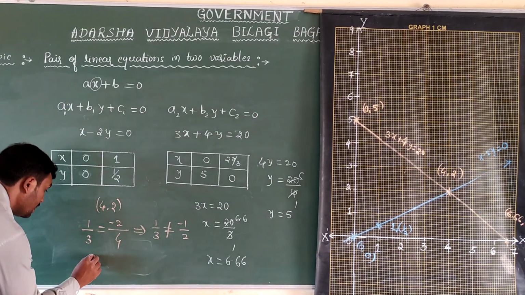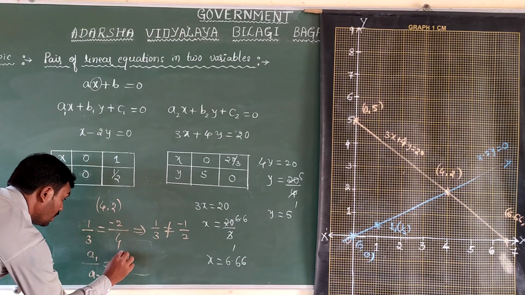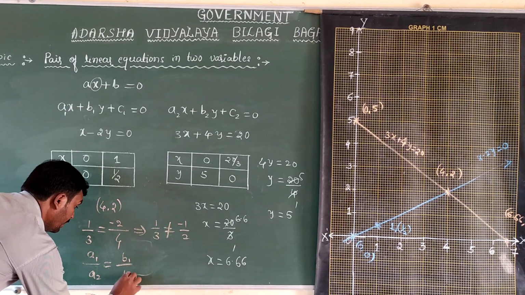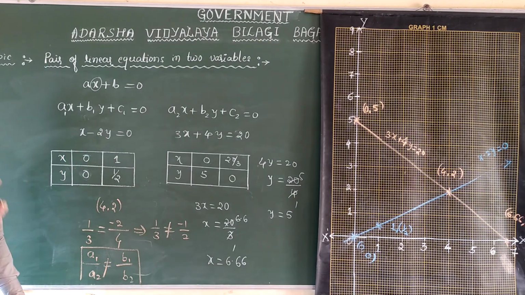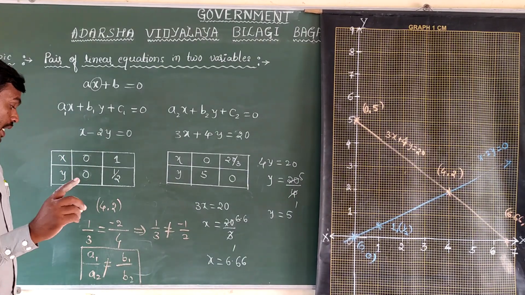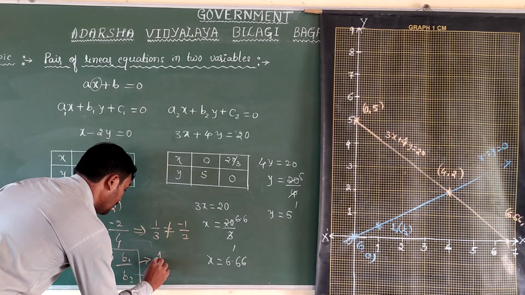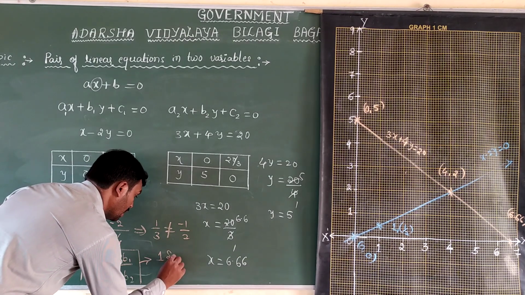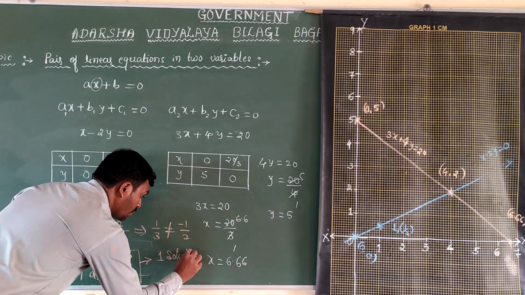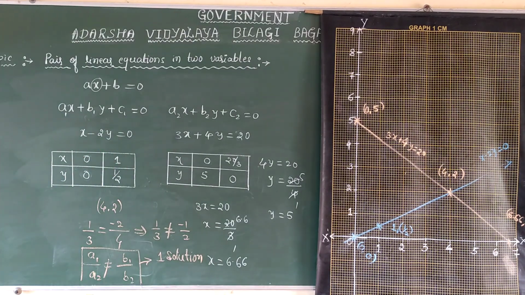So this tells us that if a1 by a2 is not equal to b1 by b2, then the given pair of linear equations has a unique solution, or only one solution. If this condition holds, then the given pair of linear equations has only one solution or a unique solution, children.